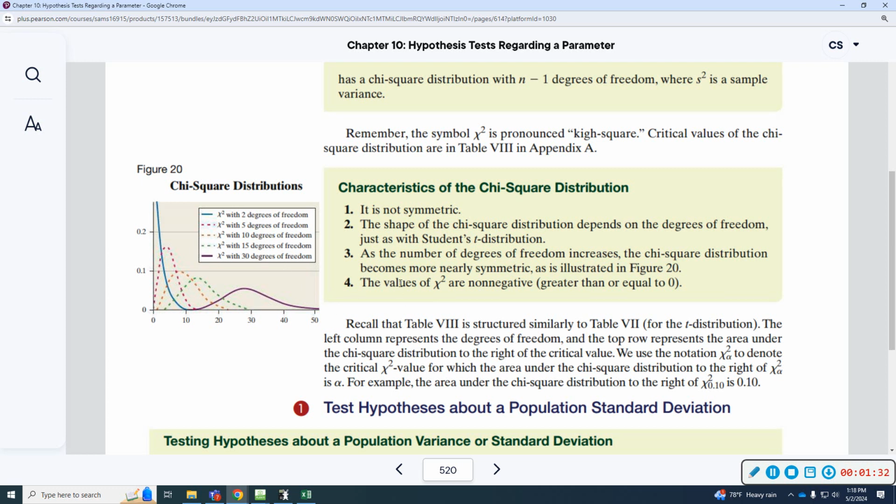And the values of the chi-square are non-negative. So it's not centered around 0 like the other distributions are. These values are always greater than or equal to 0.